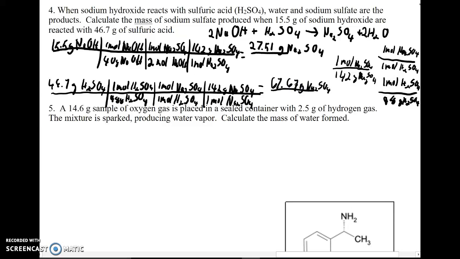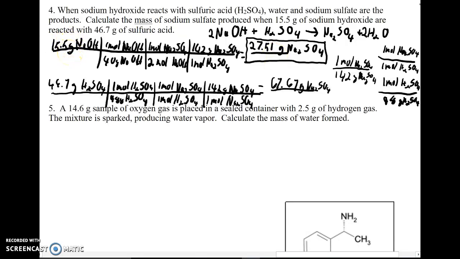So now I have two different answers, and I have to think about what this means in terms of a limiting reactant. So if I mix together 15.5 grams of sodium hydroxide with 46.7 grams of sulfuric acid, and they went through a neutralization reaction, because this is an acid and a base, they would produce how much sodium sulfate? And the correct answer to this question is 27.51 grams.